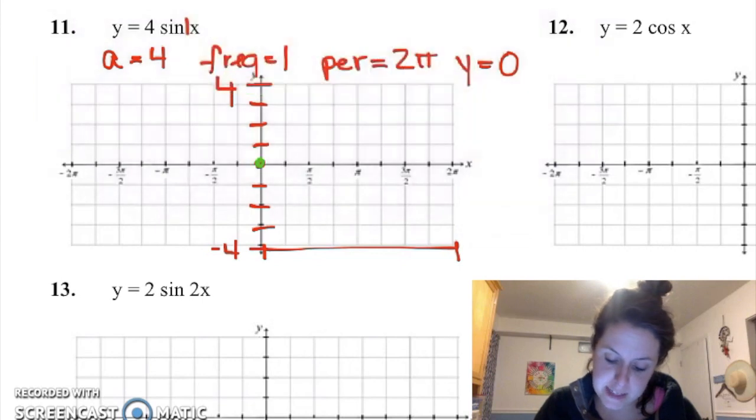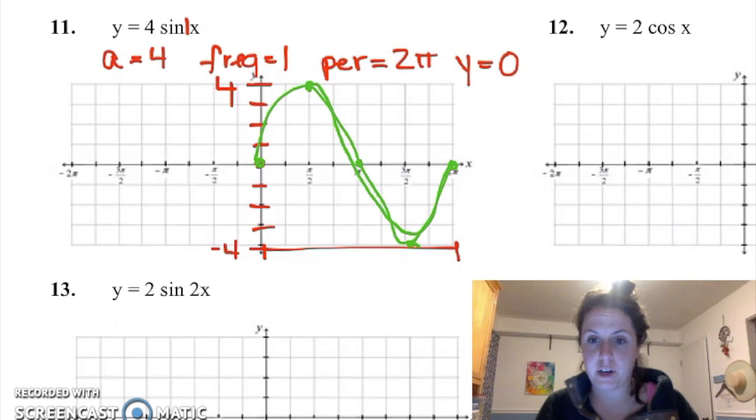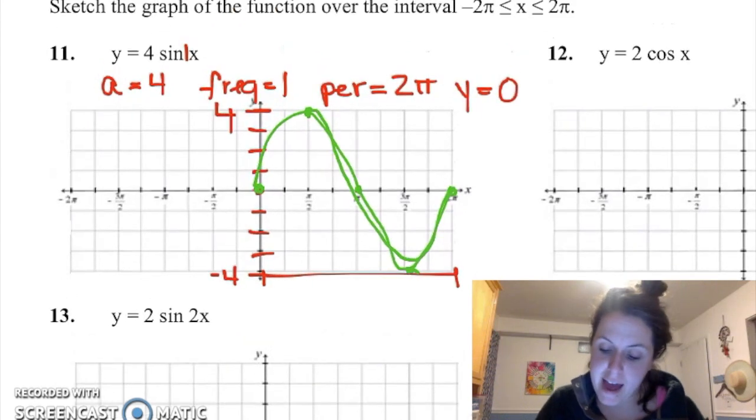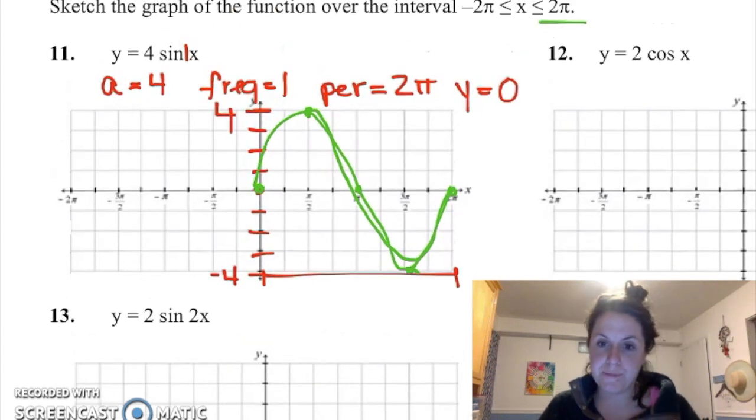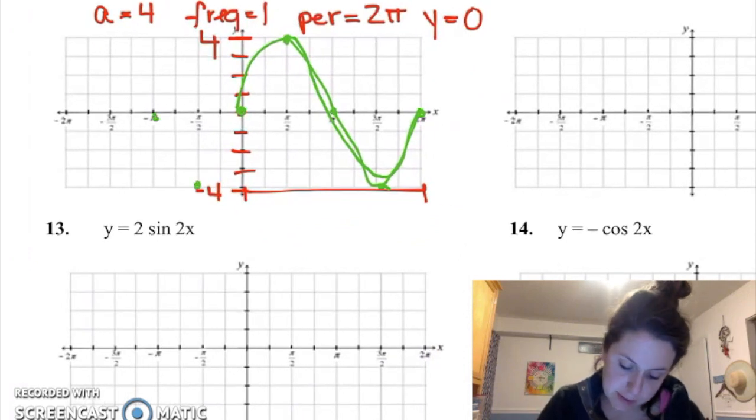And now let's graph. So sine starts at its midline, it goes up to its maximum, comes back down to its midline, goes to its minimum, and then comes back to there. So that right there is one full curve. Now, that is graphed from 0 to 2 pi. So we need to go backwards also. So I'm just going to repeat these points back here.